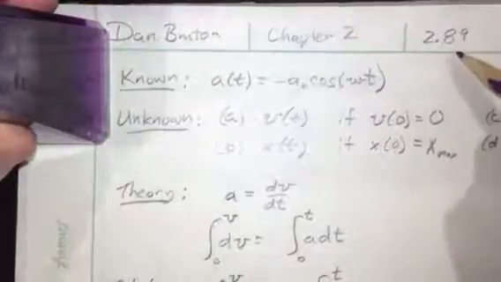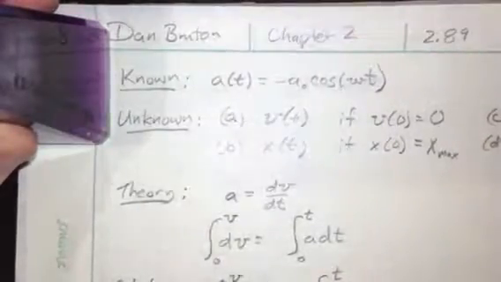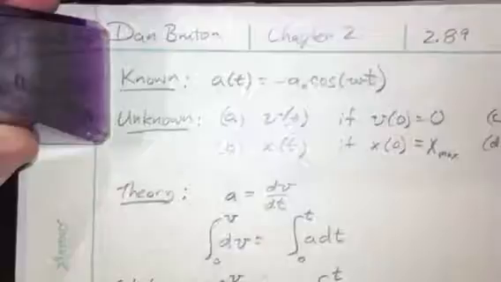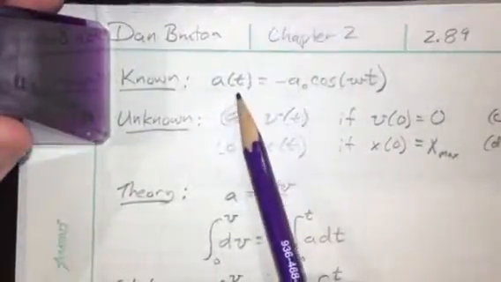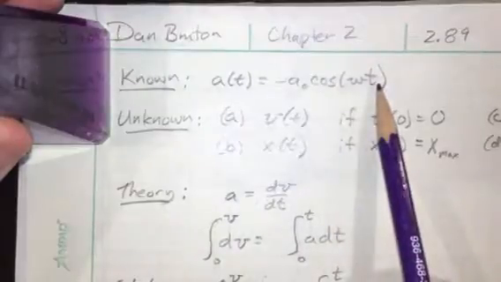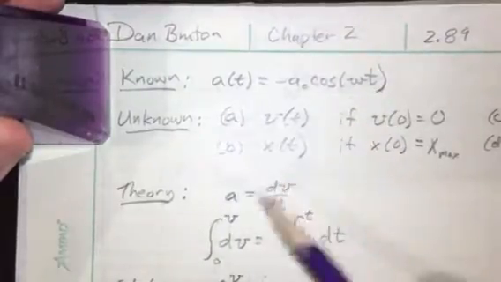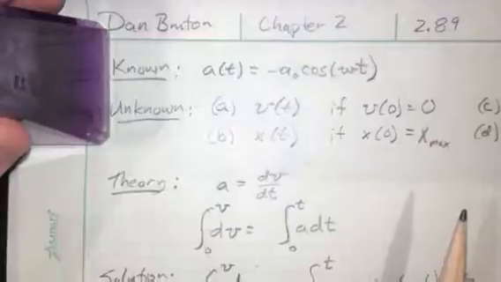This is problem 2.89, and it's a problem that was worked out during recitation, but I wanted to make a video of it just in case you needed further clarification. So the acceleration is not constant with respect to time. It's wiggling back and forth in a sinusoidal kind of way.